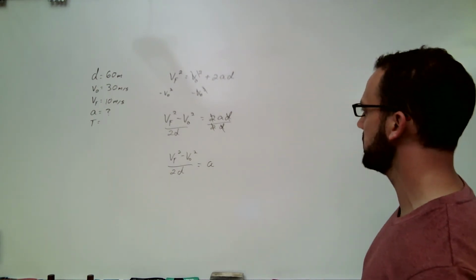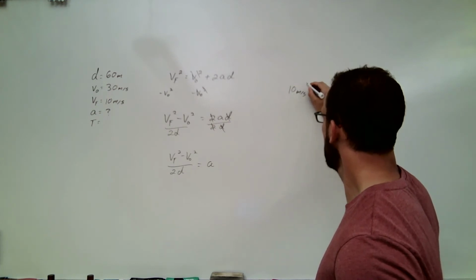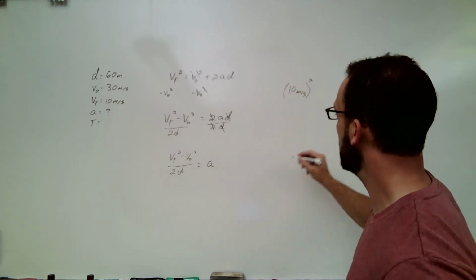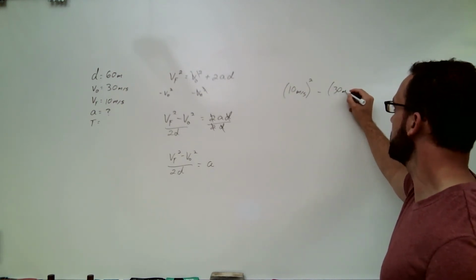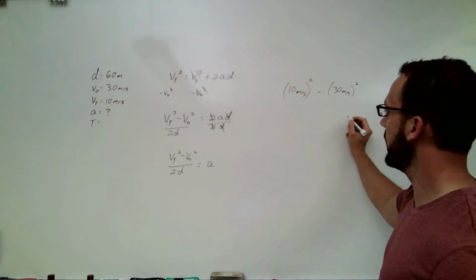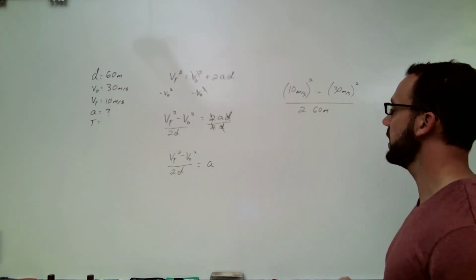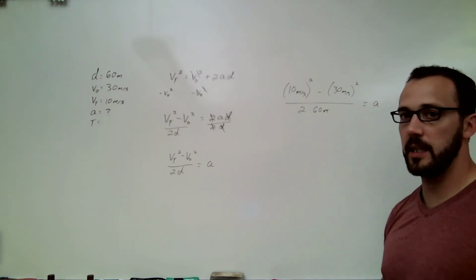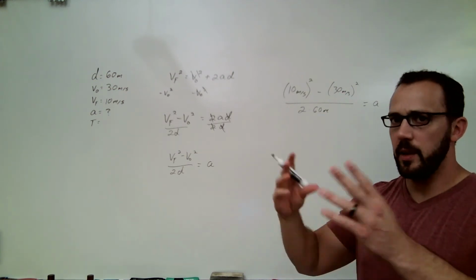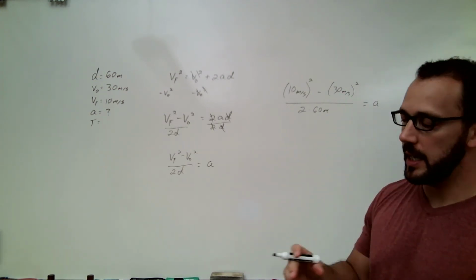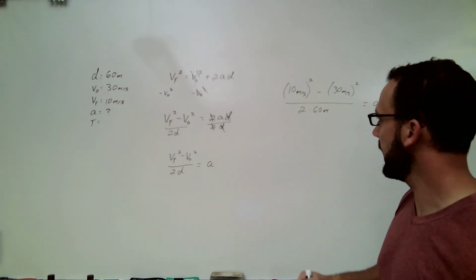Now we can start plugging in some numbers. VF squared was 10, so 10 meters per second, but we have to square that, minus V naught was 30, so 30 meters per second squared, all over 2 times 60 meters. That's going to give us A. If you have a fancy calculator, TI 89, TI 90, whatever, you could plug this all right in and get an answer. But in case you don't have one of those, you have to do it bit by bit. Here's what that would look like.